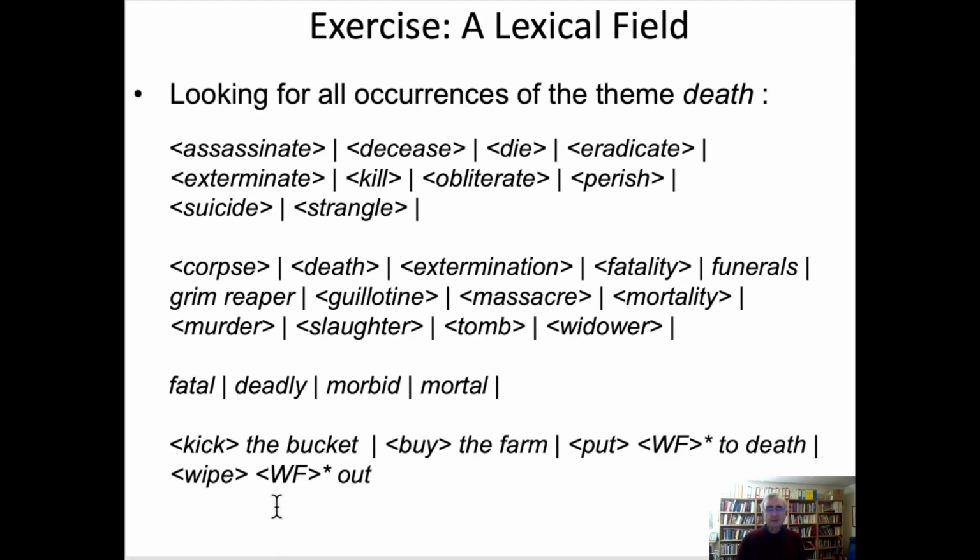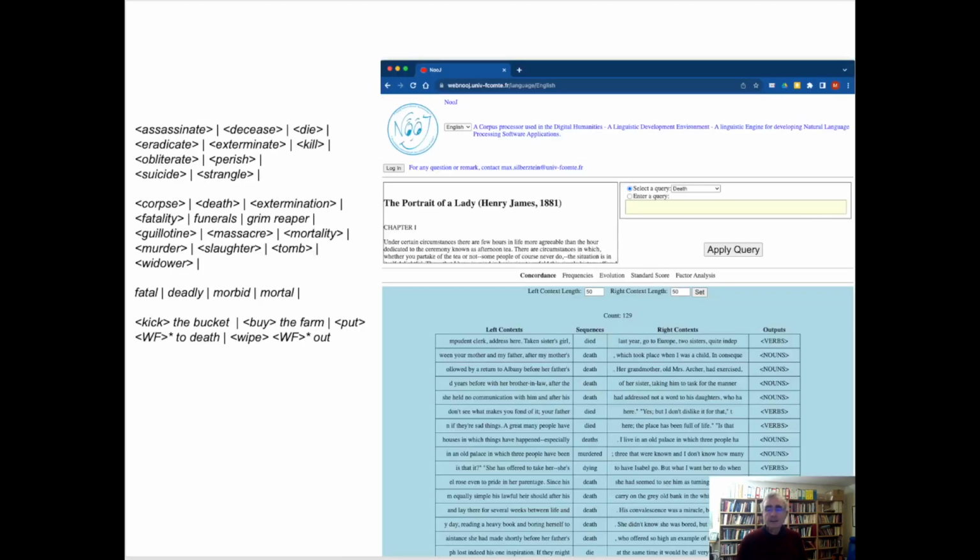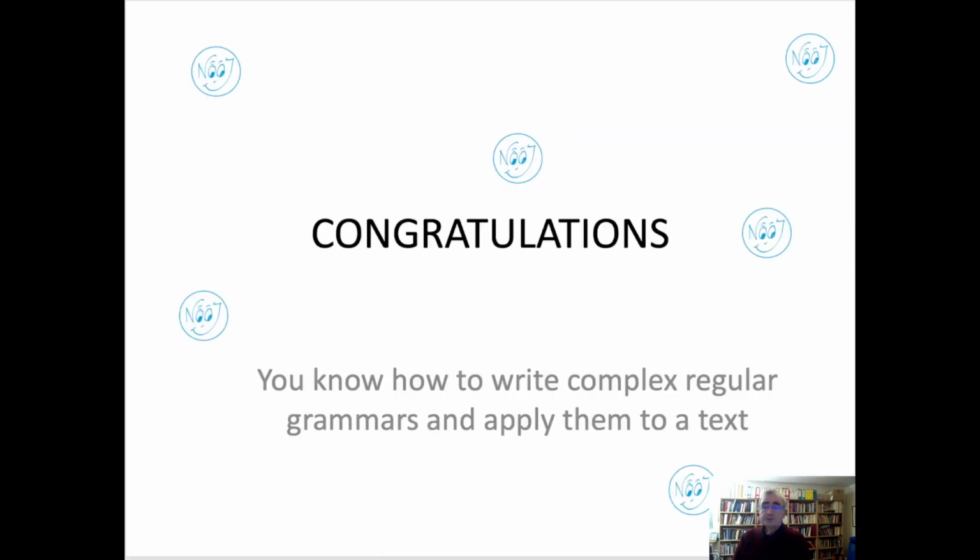So if we apply this to a text, let's say The Portrait of a Lady, we get the corresponding concordance. So this is NooJ, this is web NooJ. So this was saved as a death query. So I want to congratulate you. So now you know how to write complex regular grammars and apply them to your text or to your corpus in order to produce concordances.